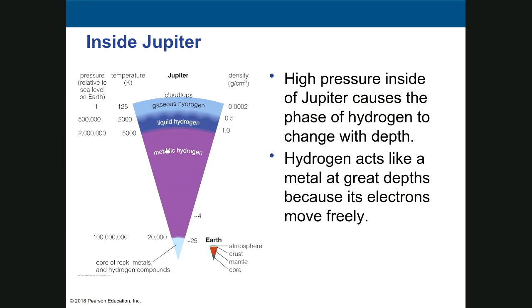All right, and I want you to notice the pressures are enormous. At the liquid metallic layer, it's 2 million atmospheres. And near the core, it's 100 million atmospheres. And the temperature is about 20,000 degrees Kelvin. All right? So there's a lot of hydrogen packed in here. And you'll notice that distance-wise, Jupiter is just so much bigger. And the only part we can really see are these cloud tops. All right?